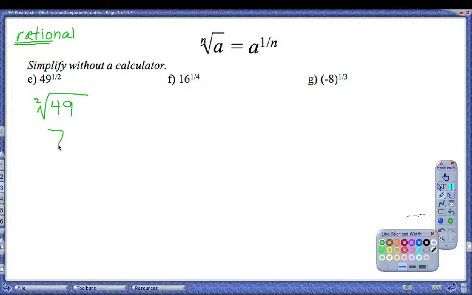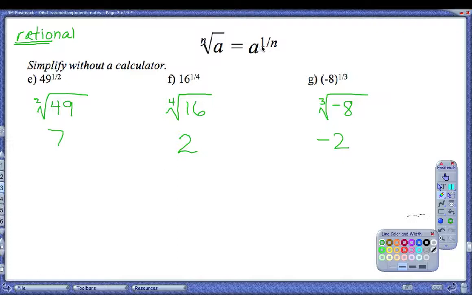Try the next two. Pause your video and then come back and see how you did. Okay, letter F, 16 to the 1/4 is the 4th root of 16. And the 4th root of 16 is 2, because 2 to the 4th power is 16. And the last one, cubed root of -8. That should be -2. Moving on.